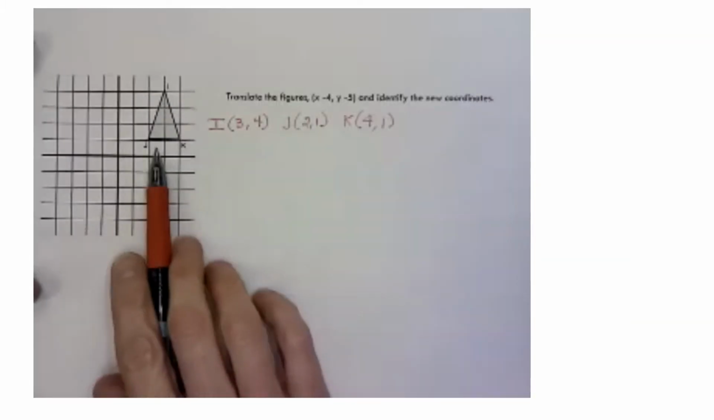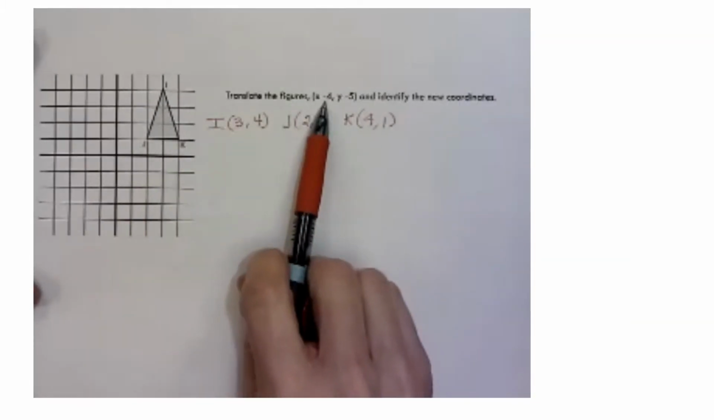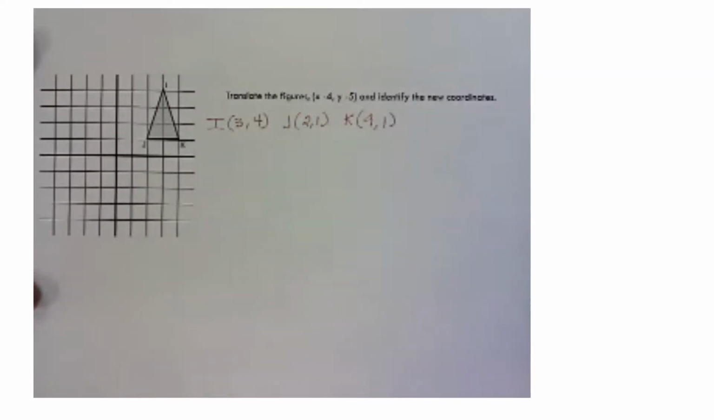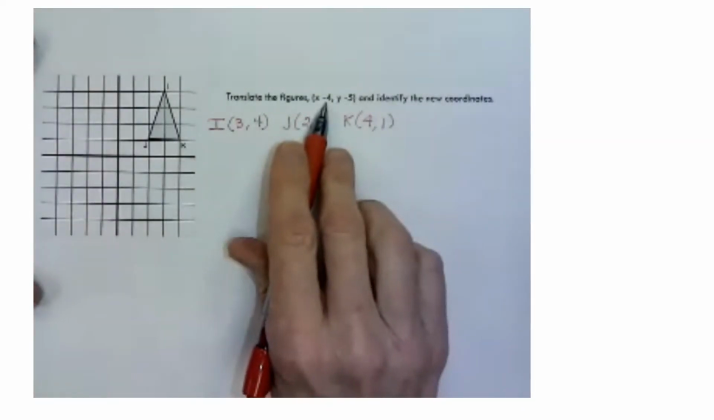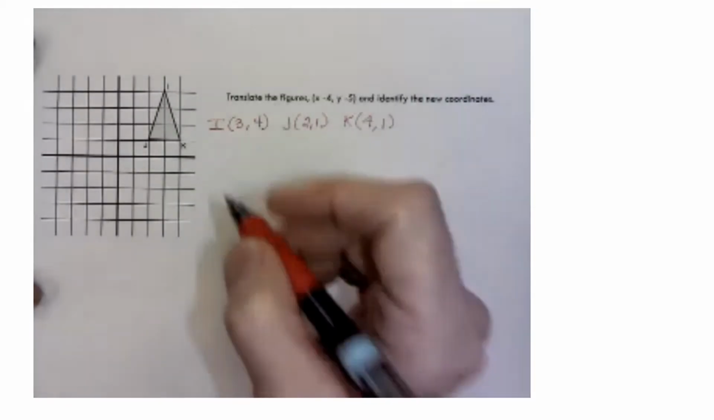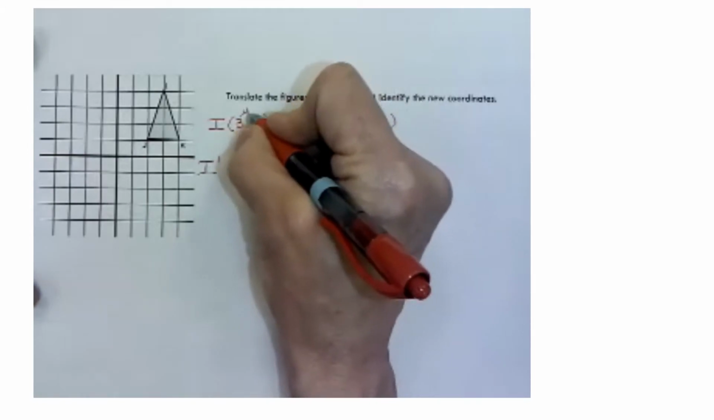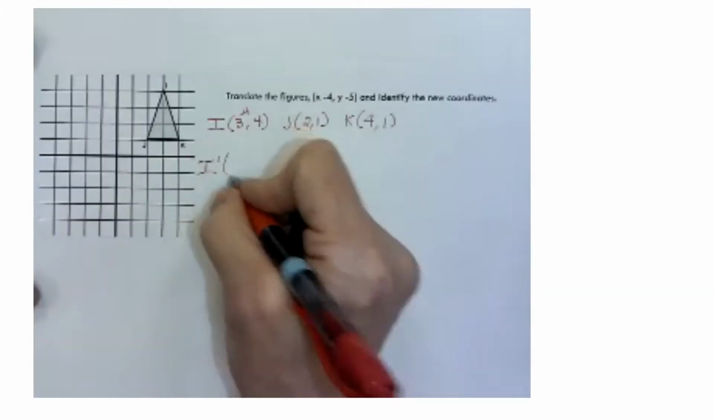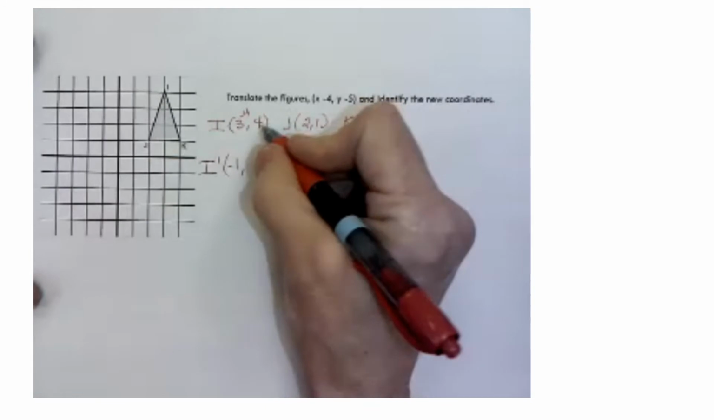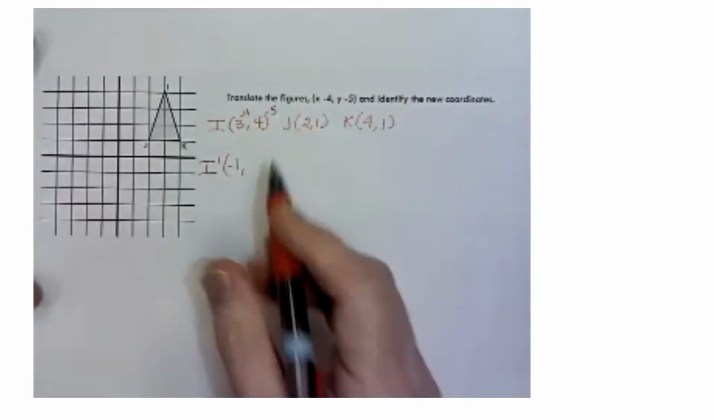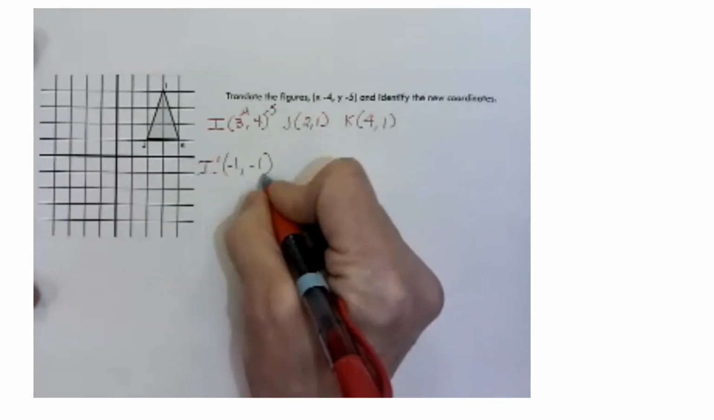All right, let's translate this triangle according to the rule x minus 4, y minus 5. So we need to subtract 4 from the x's and subtract 5 from each of our y coordinates. So for our I1, 3 minus 4 would give us -1. And for our y, we're subtracting 5. 4 minus 5 would be -1.